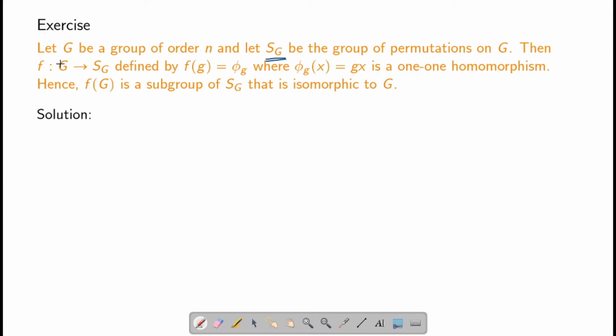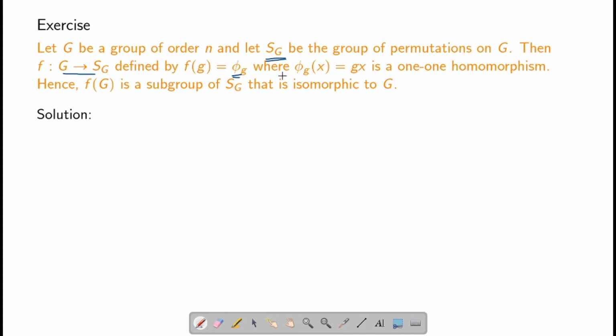Then the function f from G to S_G given by f of g equals phi_g. Okay, now we want to know what this bijection is. So this is the bijection phi_g of x equals gx. Okay, so this is a 1-1 homomorphism.